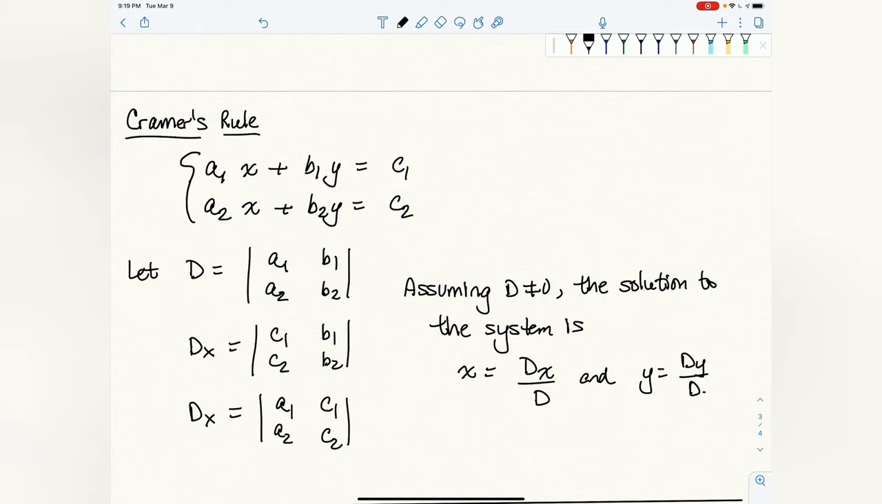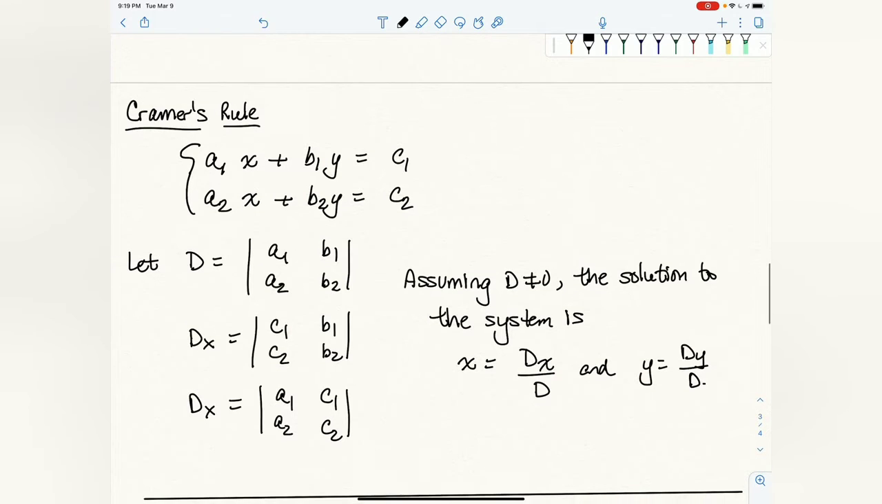So Cramer's rule says that if we use determinants, we can find the solution for x and y, granted that the D determinant right here is not equal to 0. So D is the determinant that comes from the left-hand side with the x's and y's.